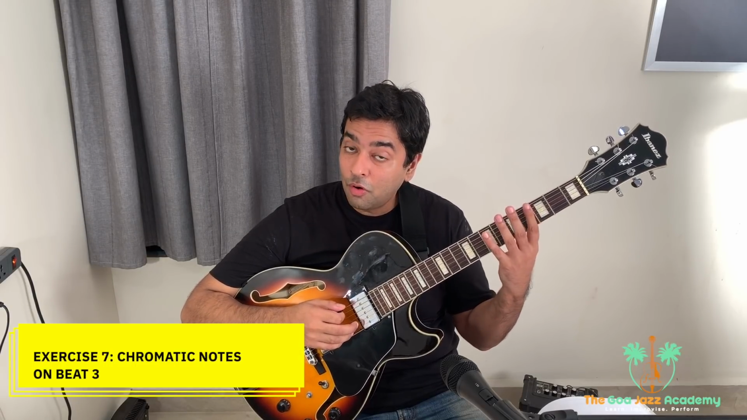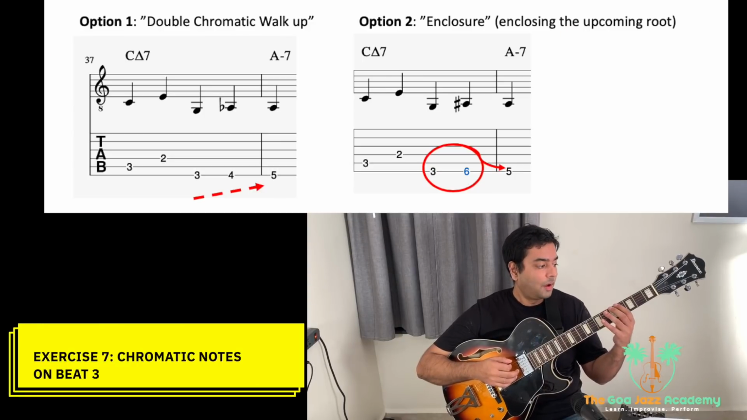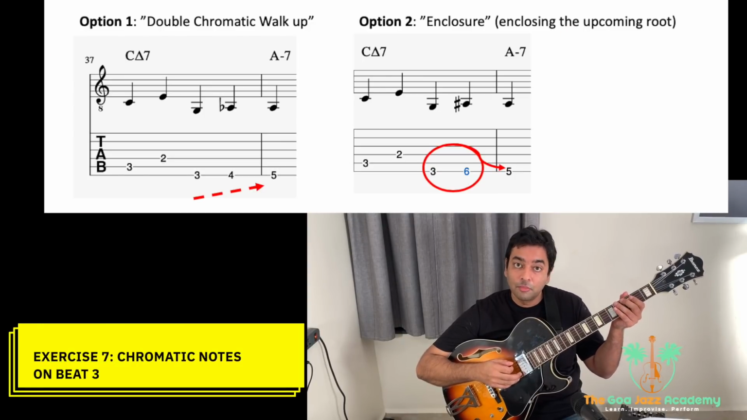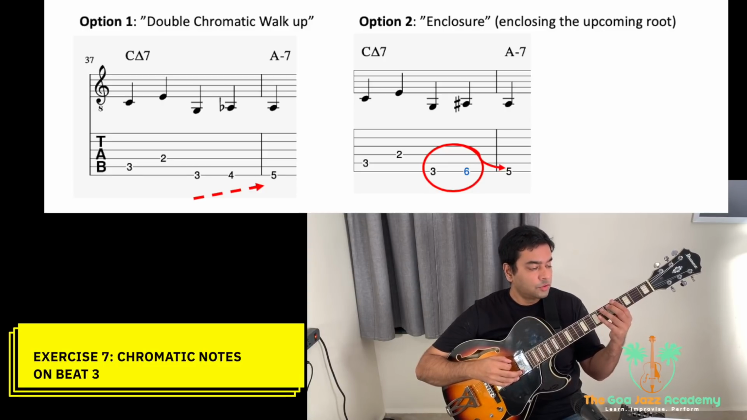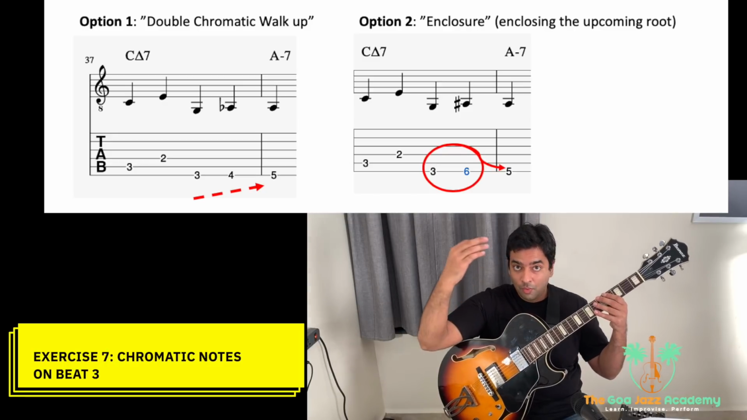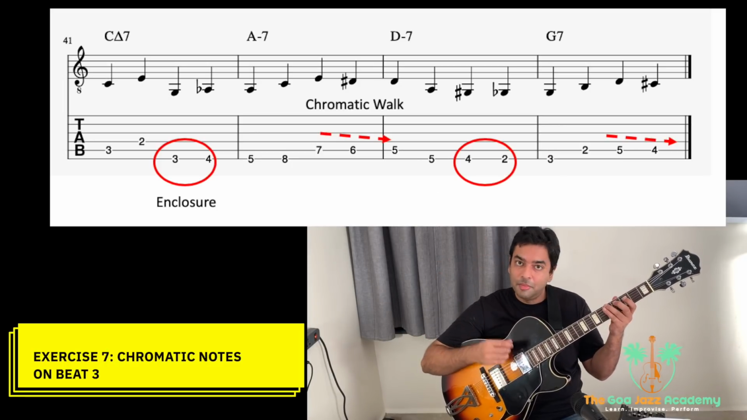So we included two options here. One is just a stepwise chromatic motion leading up to beat 1, the downbeat of the next bar. And in the second option, we actually enclosed beat 1. So let me play you a few examples. You can learn them and analyze them.